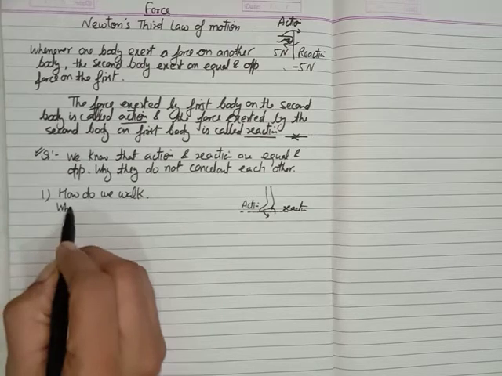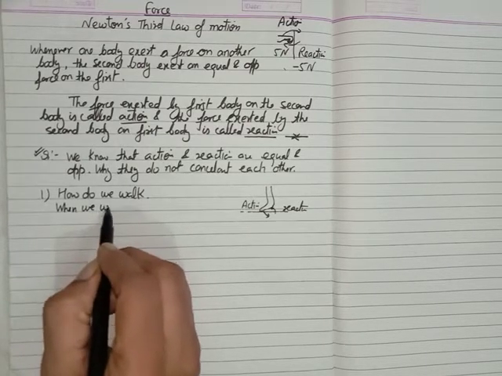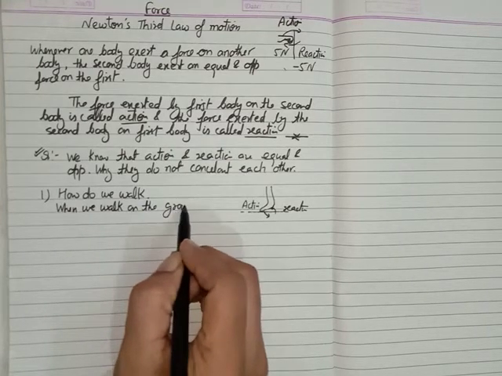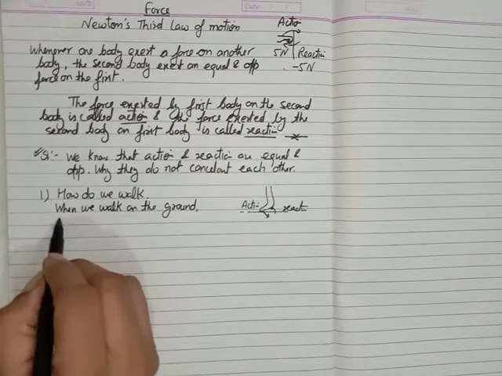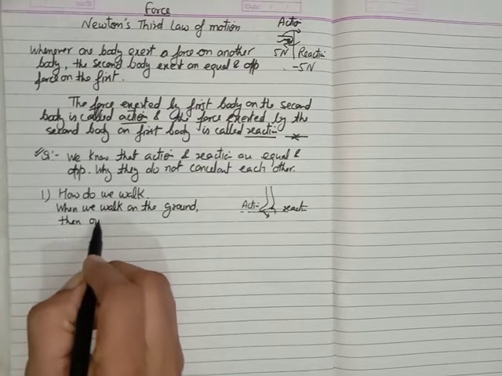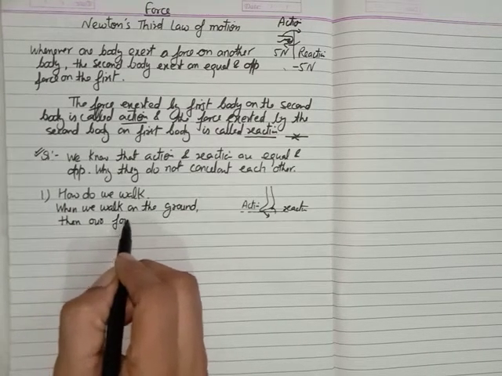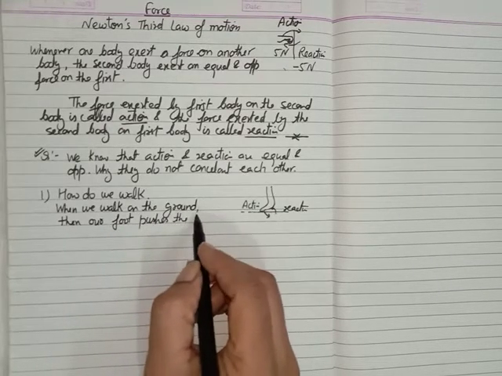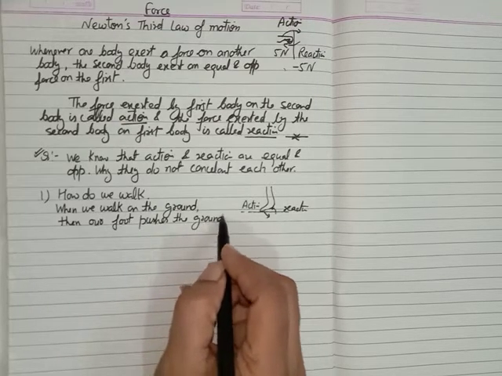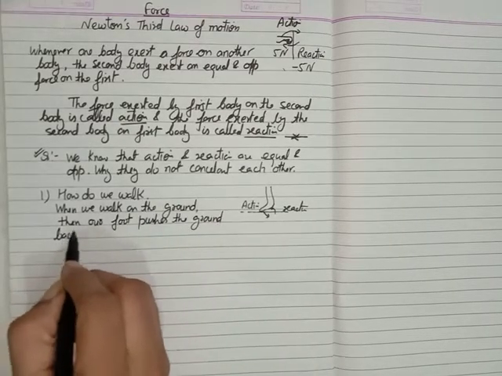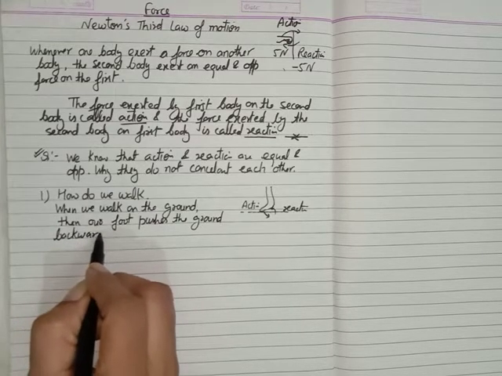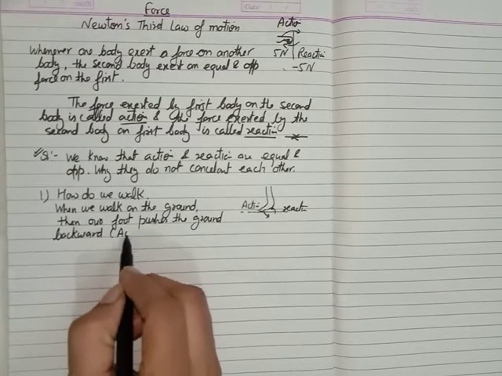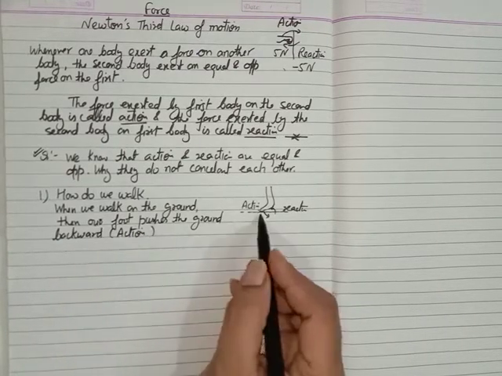When we walk on the ground, then our foot pushes the ground backward. You push the ground in the backward direction. This is called the action. This is the action which is performed by you.